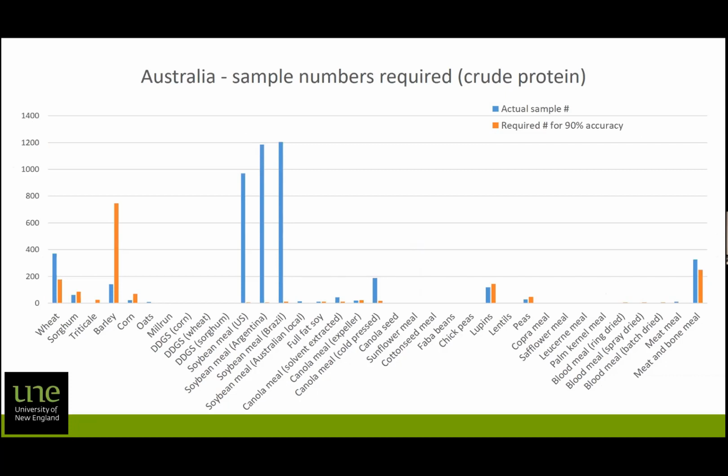Then if we have a look at Australian data, we can see that in the majority of cases, there are enough sample numbers to accurately predict the mean for crude protein. However, there are some ingredients where the sample number required is actually higher. For example, barley is one that really stands out, also lupins. Essentially there's a lot of variation within barley, and we need more samples in order to really pin down what the mean value is.